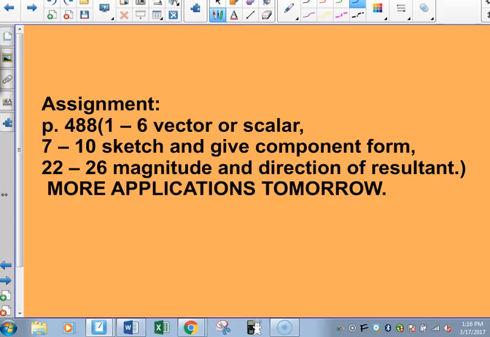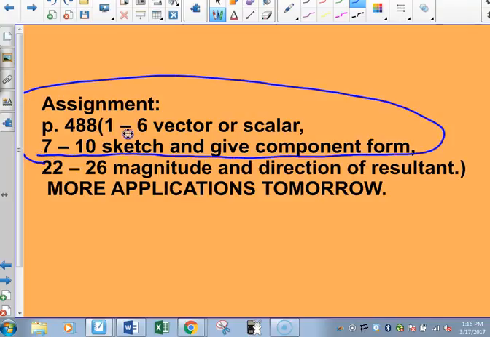But on page 488, guys, what you can now do is 1 through 10, okay? Those will not take you but 5 minutes. It says, is it a vector or a scalar? And then draw it and give the components, okay? The applications we'll work on some more Monday.